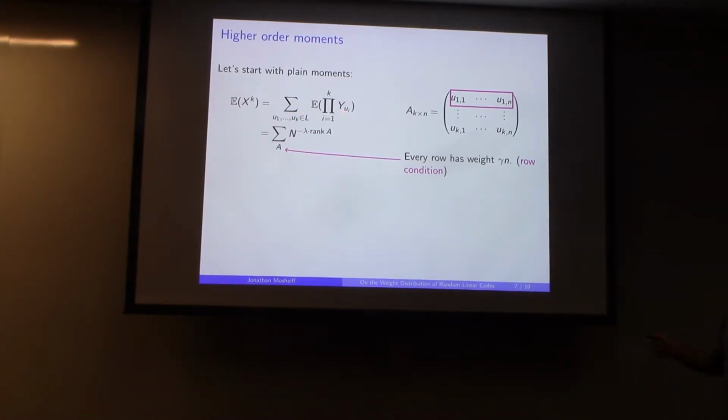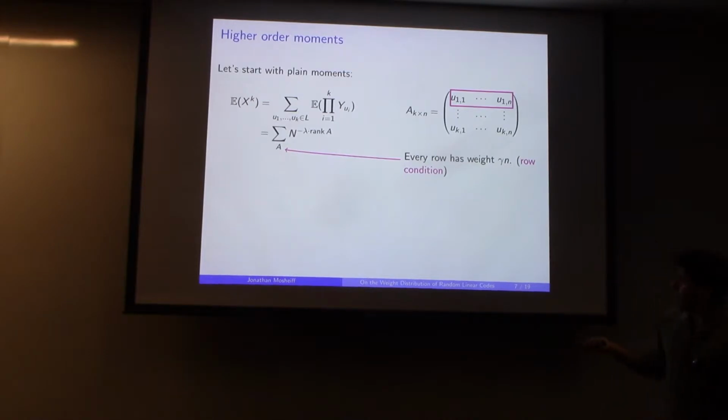And now for each tuple, this is just the probability that all of these ui's belong to my code. And this probability, as we said before, is exponential in the dimension spanned by these vectors, which is the rank of this matrix. So what I'm basically doing is summing over matrices, and I'm taking n to the minus lambda times the rank of my matrix. And this is pretty much what I need to compute.